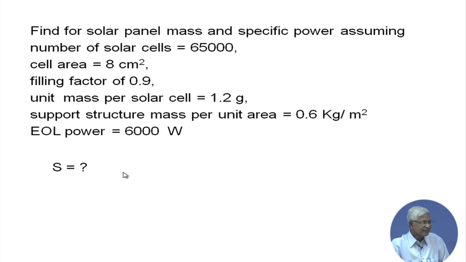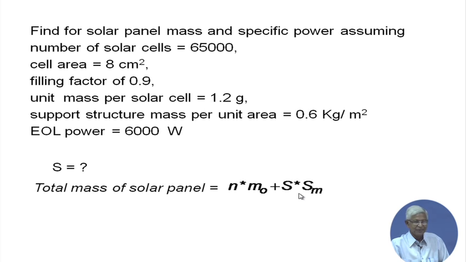So what is the S? What is the solar panel mass? You can calculate out of S. S is that area, and then you can find out the mass of the solar panel by the same formula we have seen earlier. What is that number? And then what is the specific power? Because the end of life power requirement is given and mass you have calculated, so you can do this calculation, right?